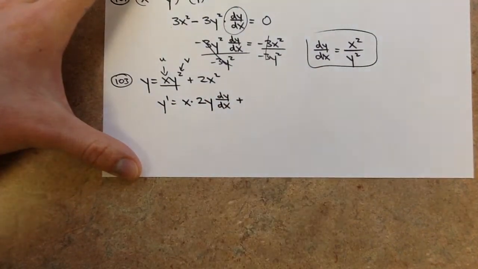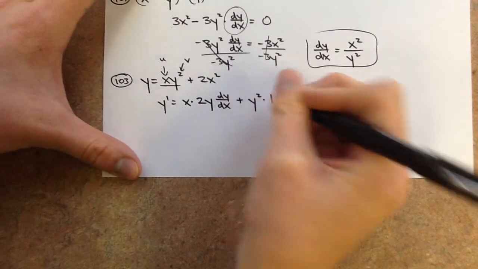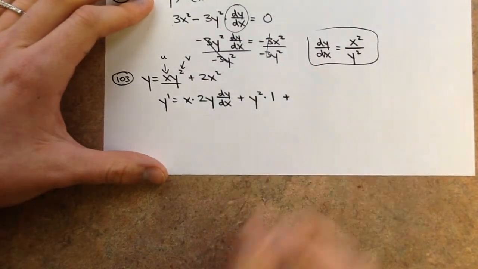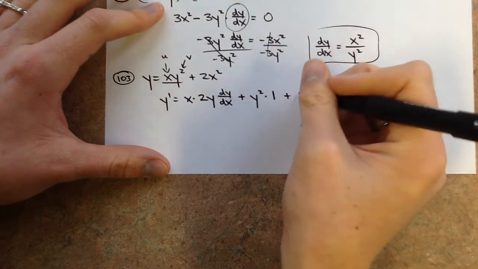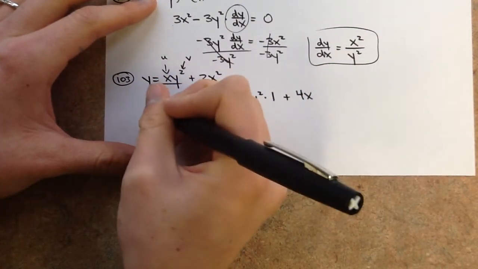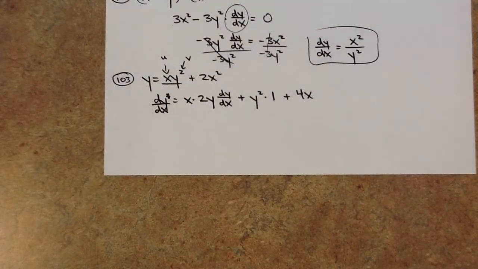Okay, second half of the product rule, v u prime. U prime is just 1 because x is a linear function. And then plus the derivative of 2x squared, which is 4x. So this, I guess, instead of, let's write dy by dx instead of y prime, because that's how we've got everything going here.